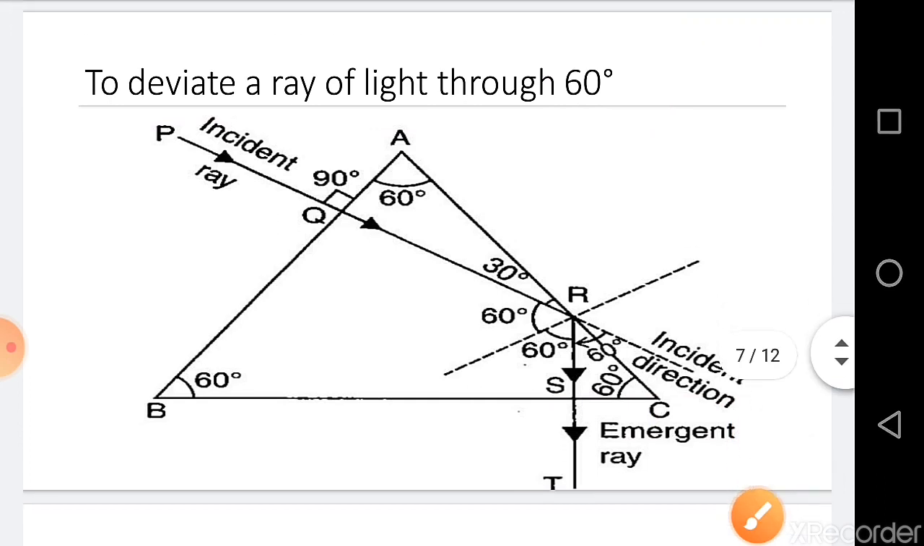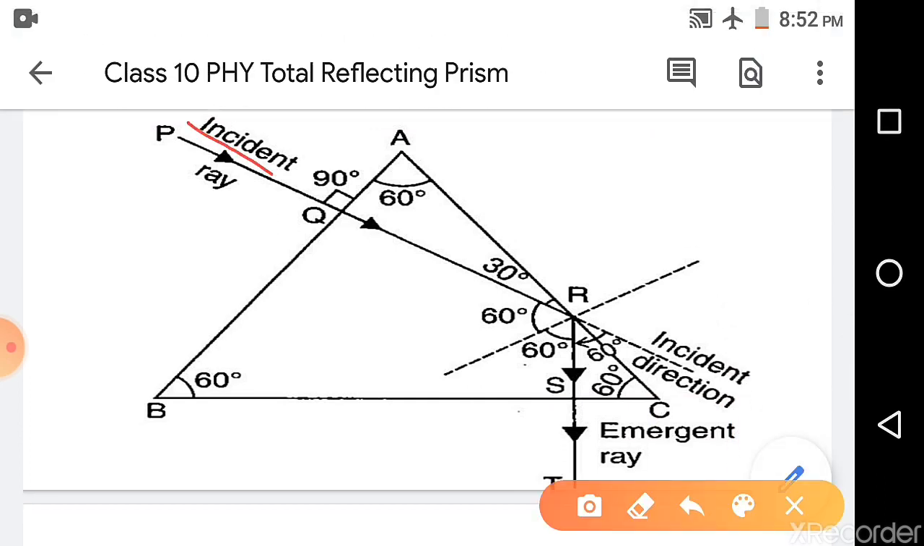First of all, we are making the ray incident from P to Q normally on the surface AB, as all the angles are 60 degrees. As it is incident normally, there is no deviation of light, and the light ray passes undeviated and is incident here on the surface AC. So what is the angle of incidence here? See, this is the normal drawn, and this ray is coming and incident here. This angle is 90 degrees and this angle is 60 degrees.